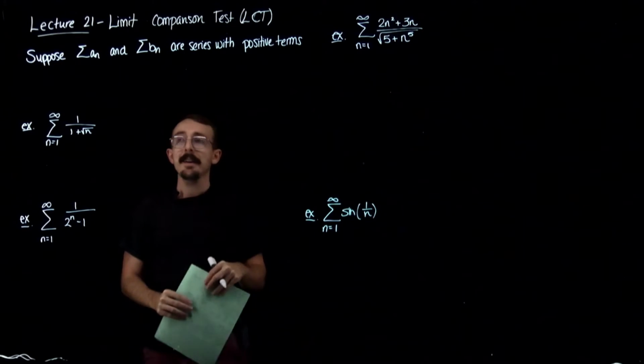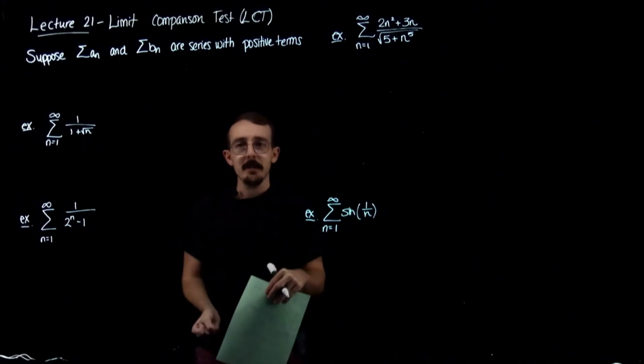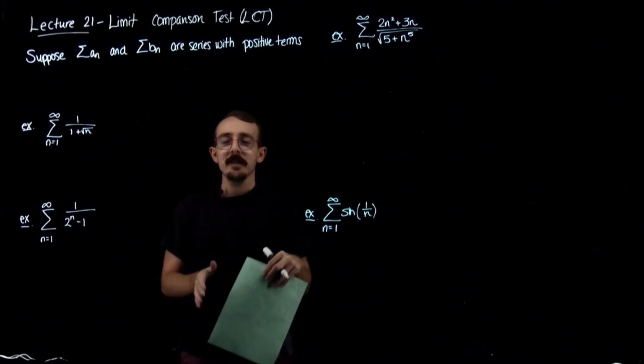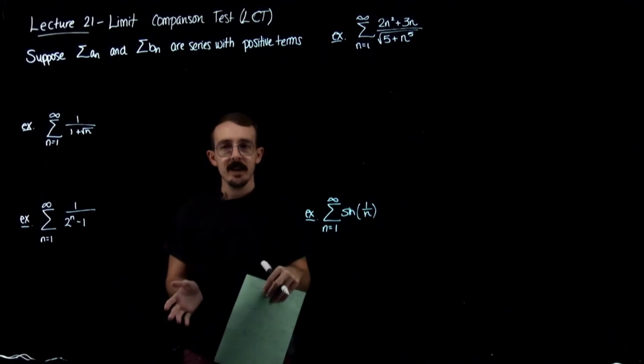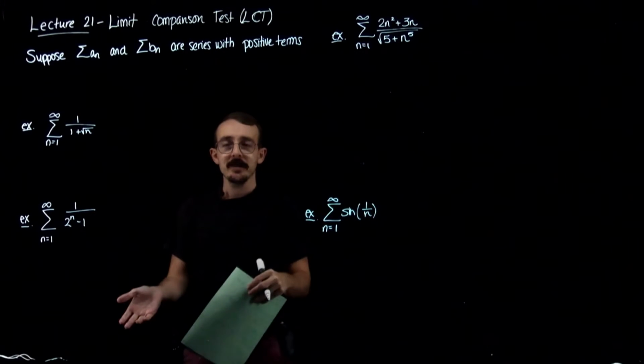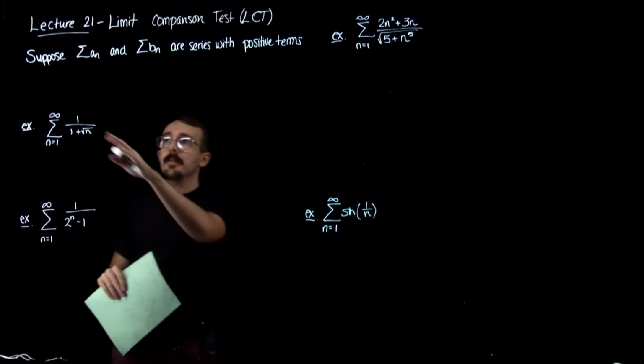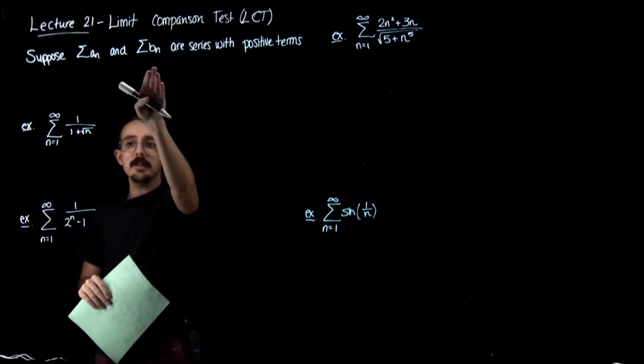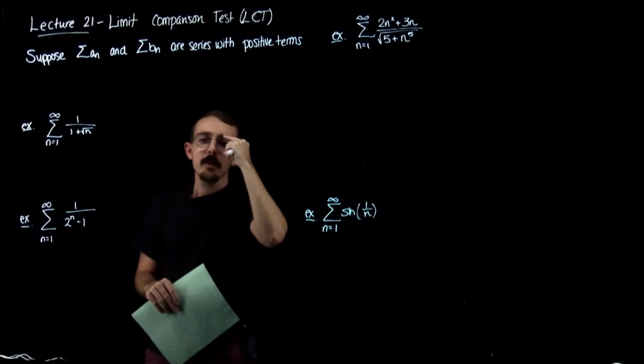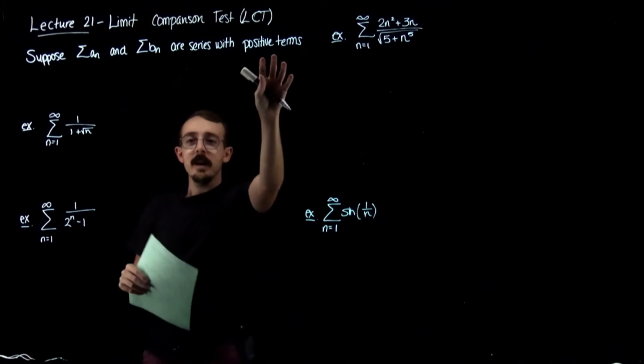All right, so welcome back. Now we're going to be talking about the limit comparison test. And for this test, we have a pretty similar scenario to what we had in lecture 20 for the direct comparison test. So this test says, suppose you have two different series, just like before, and they're series with positive terms.